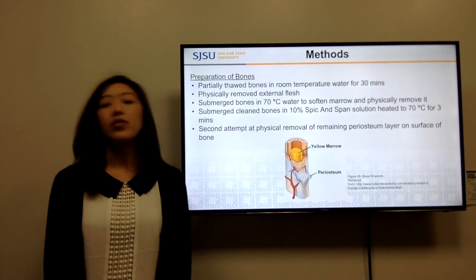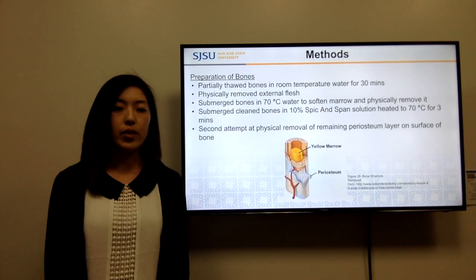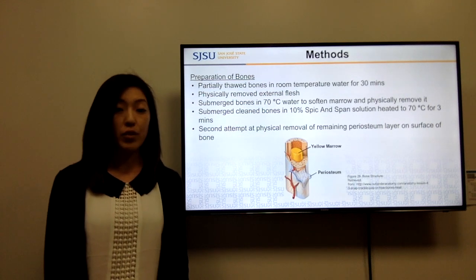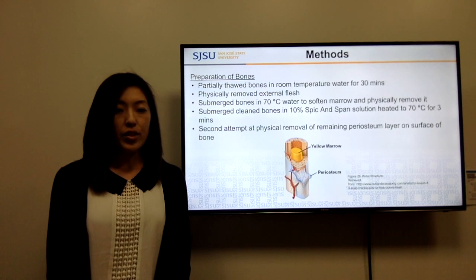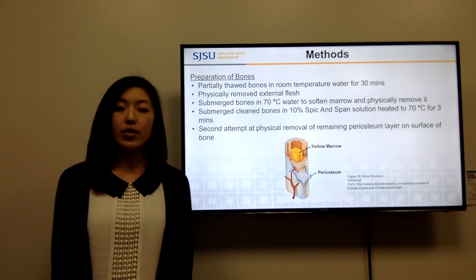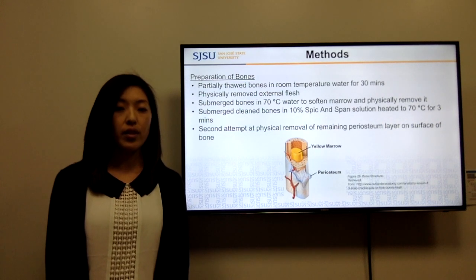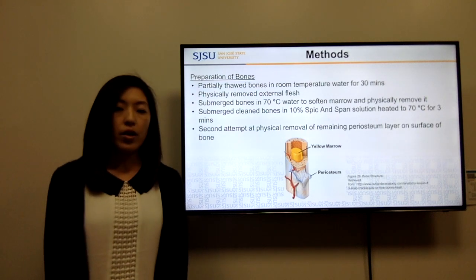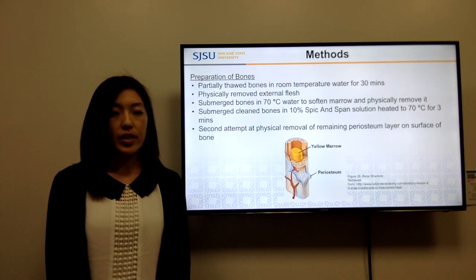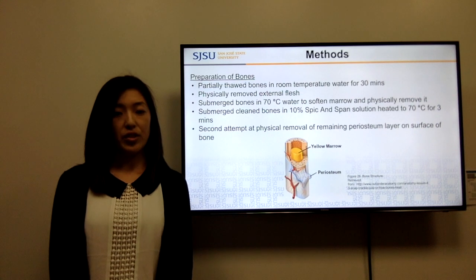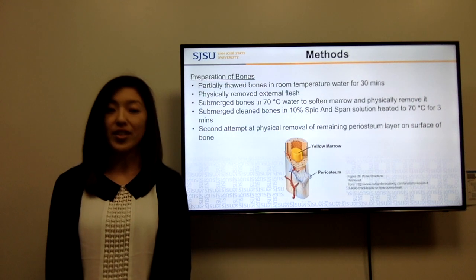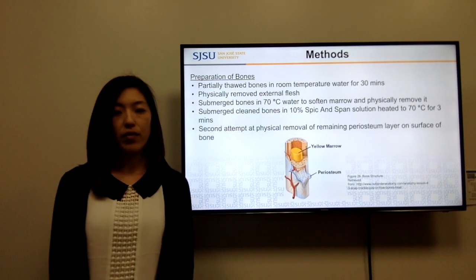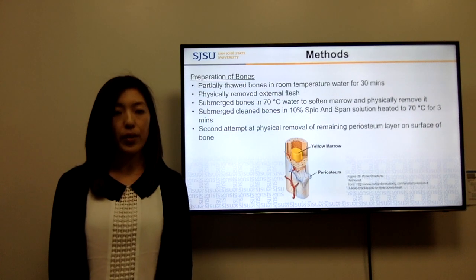For our methods, the bones were partially frozen, so we let this thaw at room temperature for about 30 minutes. We physically removed the external flesh. Then we submerged the bones into about 70 degrees Celsius water to soften the yellow marrow. Then we physically removed that as well. We submerged the bones into the 10% Spic and Span solution, also heated at 70 degrees Celsius, and we attempted a physical removal of the periosteum layer on the surface of the bone.